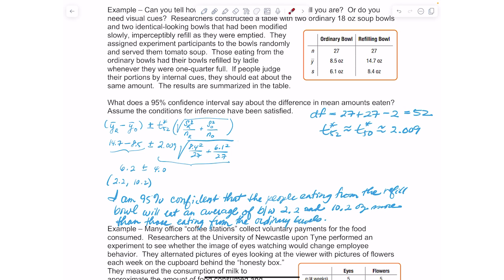So remember that these intervals we're finding are not giving us the true amount of soup eaten. It's the amount more or less eaten since we're comparing. So if I had done ordinary minus refill, I would have gotten negatives here. And the negatives we would have interpreted as the people eating from the ordinary bowls would have eaten an average of 2.2 and 10.2 ounces less than those eating from the refill bowls.